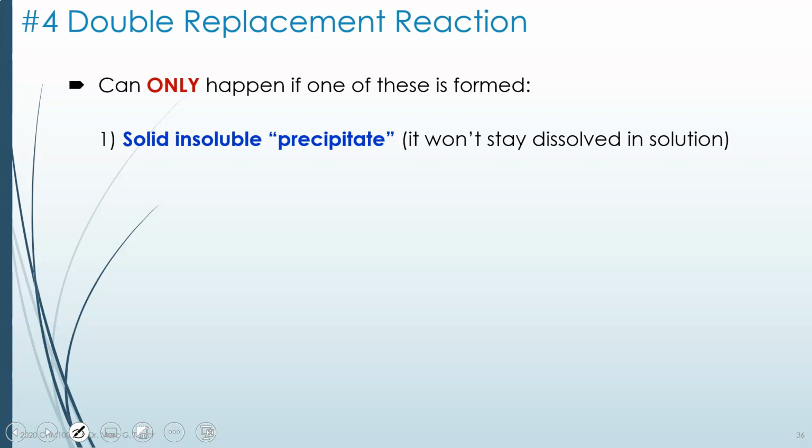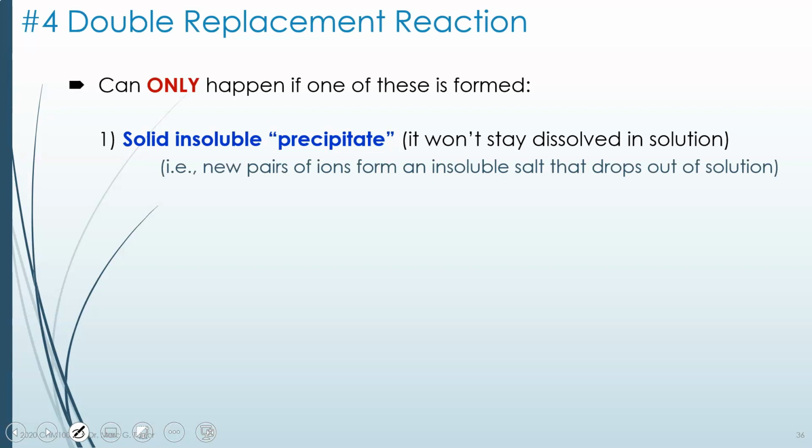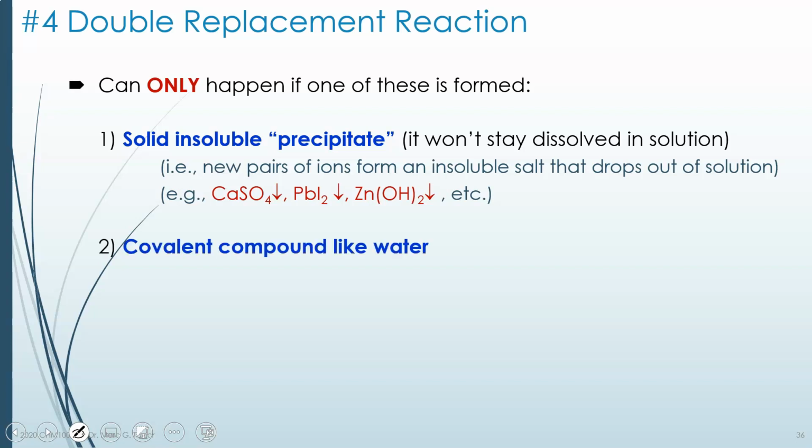One is that you form a new compound with a new cation and anion pair that's not soluble in water, and you'll actually see precipitate form at the bottom of your solution. You'll see these solid crystals drop out of solution, precipitate and form a layer on the bottom. It might be a white layer in the case of calcium sulfate. It might be a yellow layer in the case of the lead 2 iodide that's shown here as well. Zinc hydroxide is another one that's insoluble when you form it.